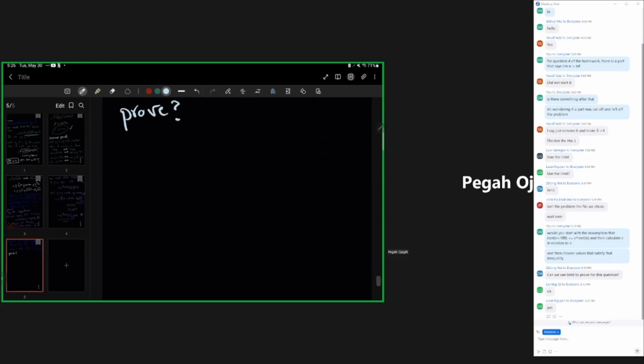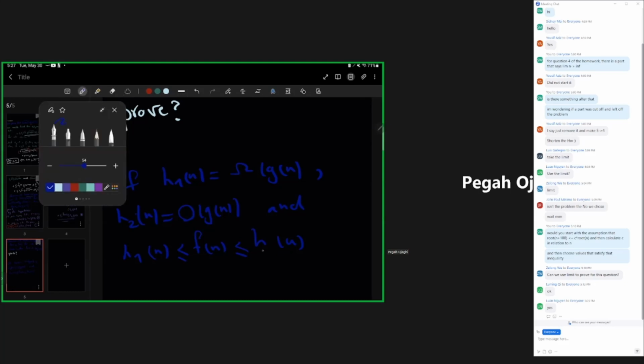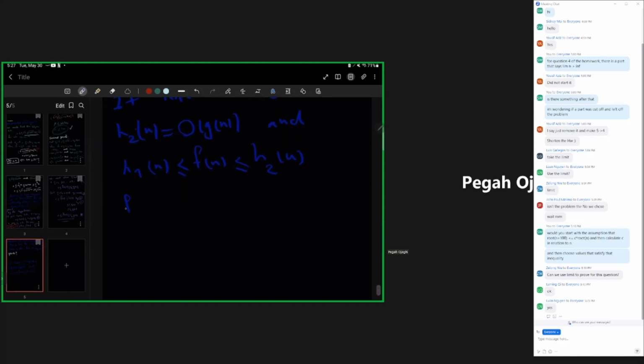This is for the next quiz, and I do have another one for tomorrow. So, okay, this is the next one. If h1 of n is big omega of g of n, and h2 of n is big O of g of n, and we have h1 of n less than f of n, and this one less than h2 of n. This is going to be part of the quiz for tomorrow. We say for all significantly large n, then we can say f of n is big theta of g of n.